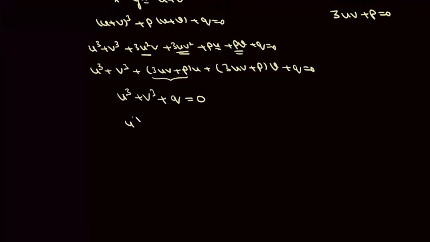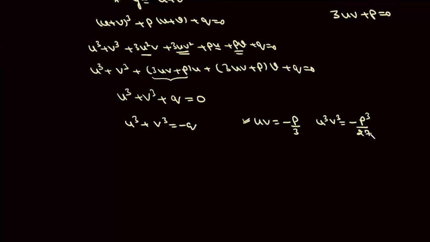So we can write u cubed plus v cubed equals minus q and u times v equals minus p by 3. Now from the second one, we can also write u cubed times v cubed is minus p cubed by 27. Now in order to find y, we have to find u and v. So what we'll do is we'll construct a quadratic equation whose roots are u cubed and v cubed. Now this is the sum of roots and this is the product of roots.